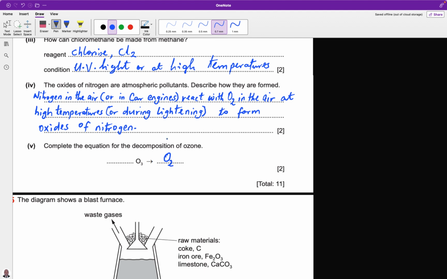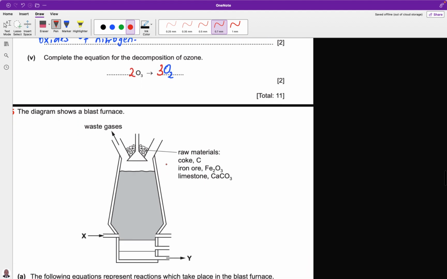Will produce oxygen. And now, how do we balance it? We have 2 oxygen molecules here. We need to balance it here by putting a 3 here. Then let me put a 2 here. So we have 2O3 to give 3O2. That's 2 marks.